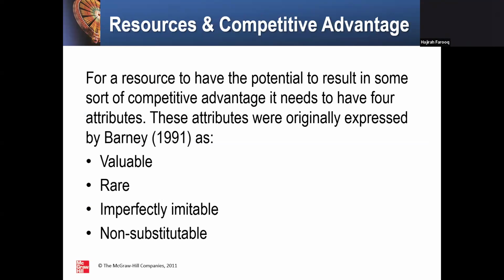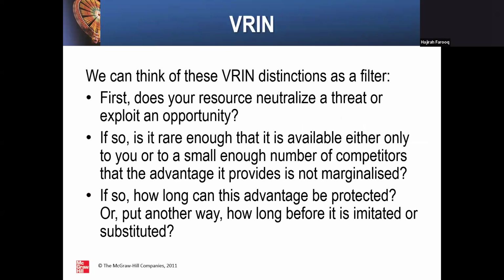Then we discussed resources and competitive advantage, and we discussed the VRIN model by Barney, which includes the fact that in order for a company to have competitive advantage, the resources of the company should be valuable, rare, imperfectly imitable, and non-substitutable.